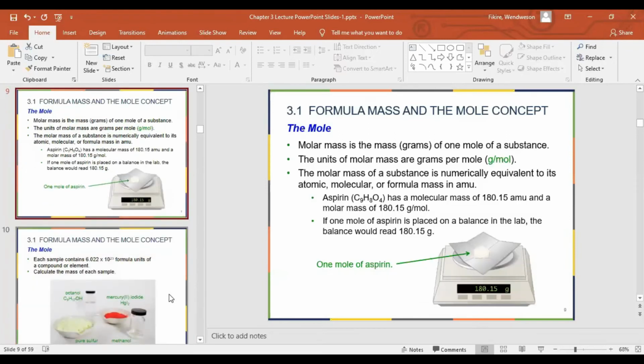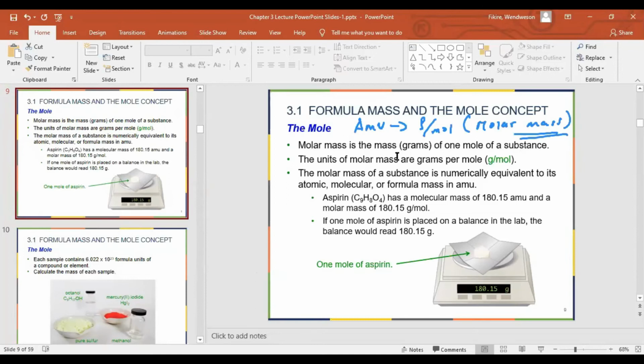We're going to see about the molar mass. The molar mass, what's the molar mass? It's the mass in grams of 1 mole of a substance. The unit of molar mass is gram per mole. So if you change the AMU unit into gram per mole, then we're talking about the molar mass. So that's another terminology that we have to study here. That's called the molar mass.